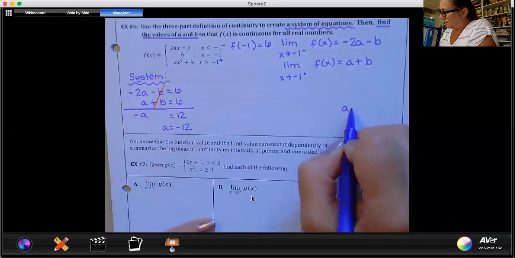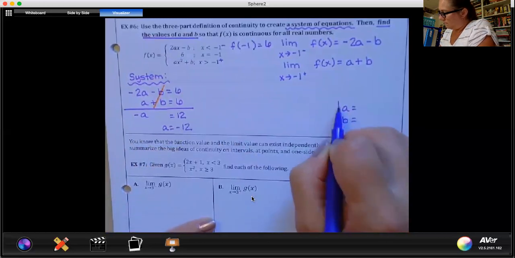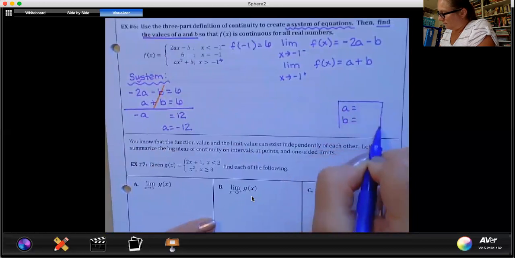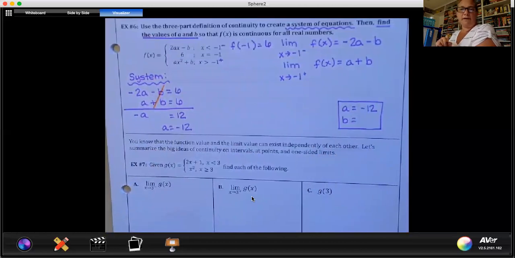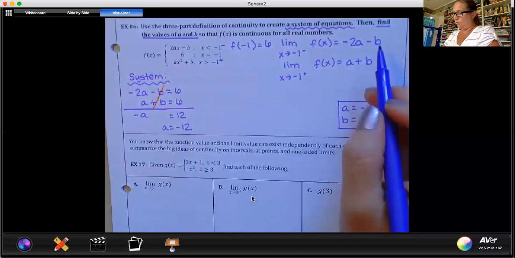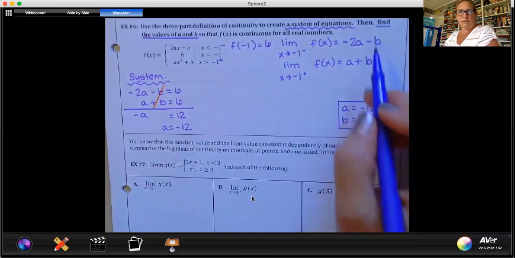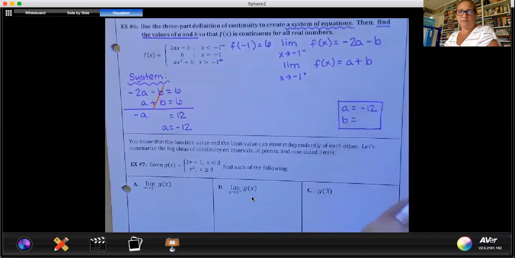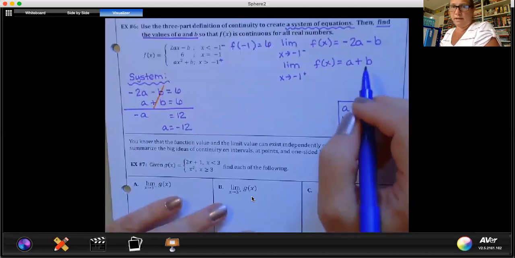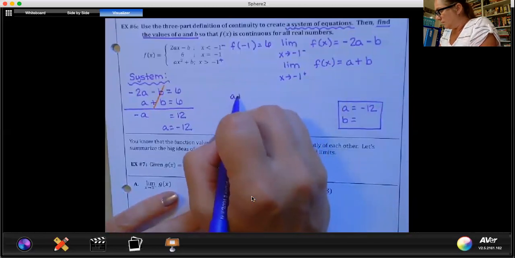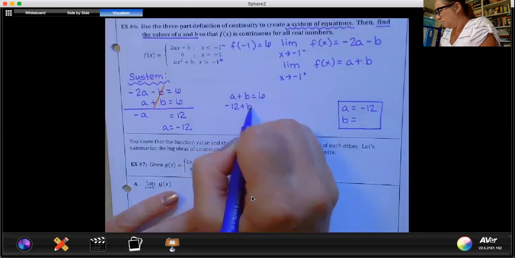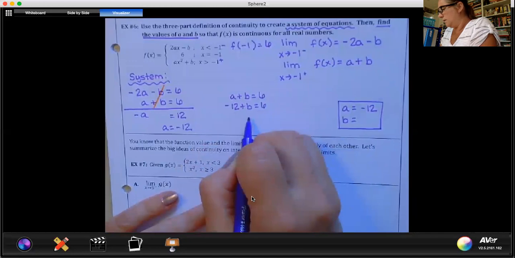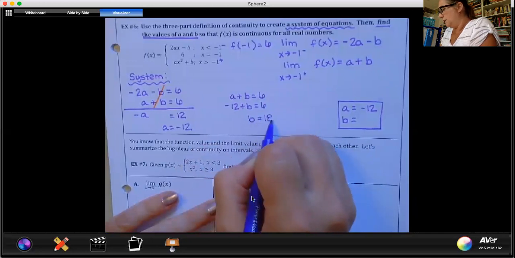So your answer is going to be a and b so that the function is continuous, and we're using that three-part definition, and we have found a. So we're going to plug the a value into one of our original equations. It doesn't matter which one, to find b. I'm going to use the a plus b equals 6 because that one's the simplest. And a is negative 12. Adding 12 means b is 18.